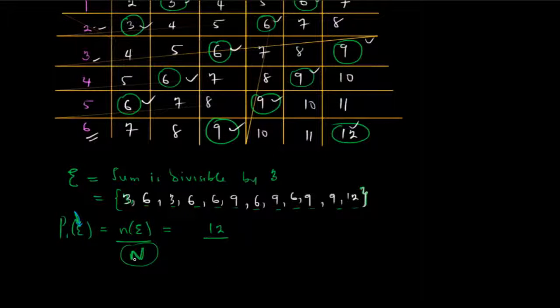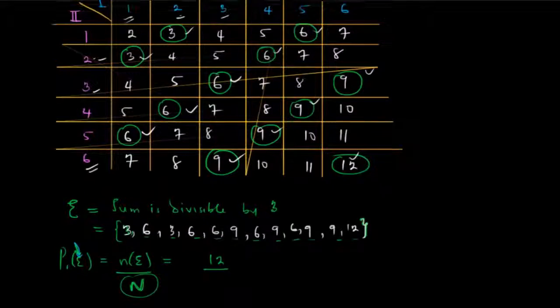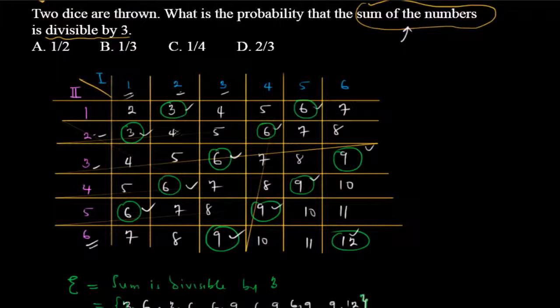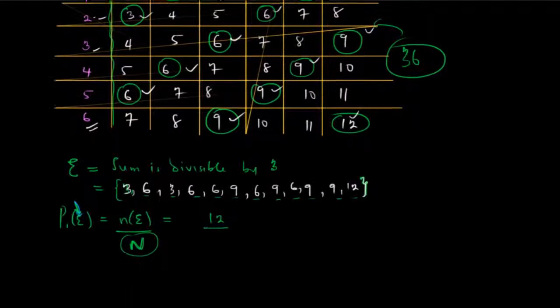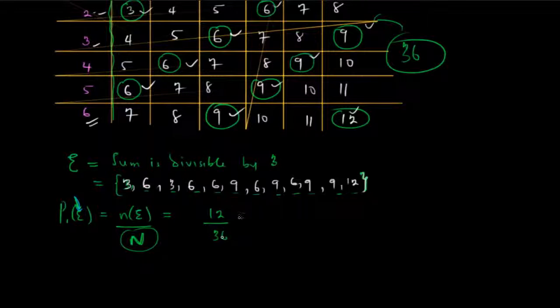Now, how do we obtain the cardinality of the sample space? The reason why I drew the table here is so we can include every element of the sample space. This is the sample space here. All the elements: 1, 2, 3, 4, 5, 6, and 7, 8, 9, 10, 11, 12. When you count everything here, you have 36. There are 36 entries in here. So the total n is going to be 36.